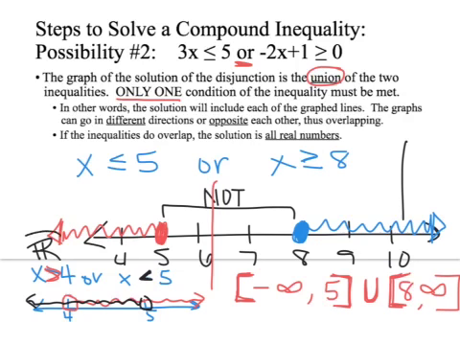Just as a side note, sometimes that will happen. If you have an OR and they do go in opposite directions but they end up overlapping like this, then it'll be all real numbers.